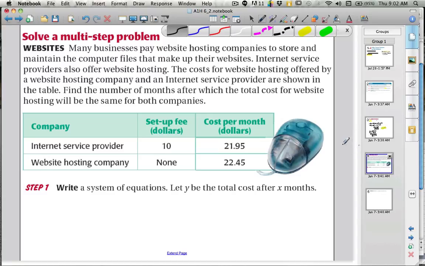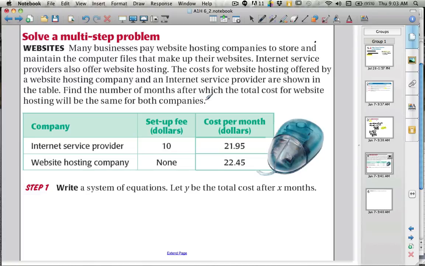Looking at this in a real world context, we've got this problem where we're talking about website hosting companies. Businesses pay a website hosting company to store and maintain the computer files that make their website. And internet service providers also do that. So you can use somebody who only does website hosting, or you could get website hosting done by your ISP, your internet service provider. So the costs are a little bit different. The cost for website hosting offered by a website hosting company and an internet provider is shown in the table.